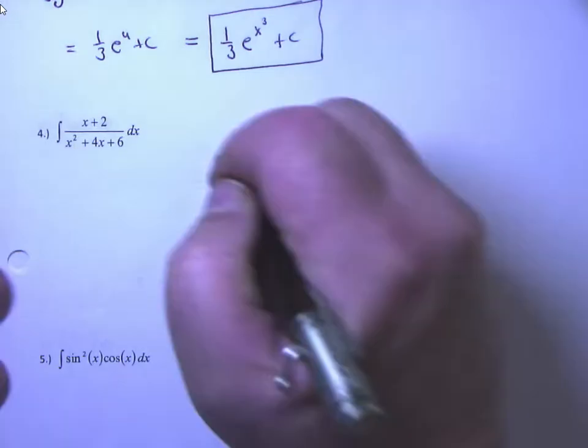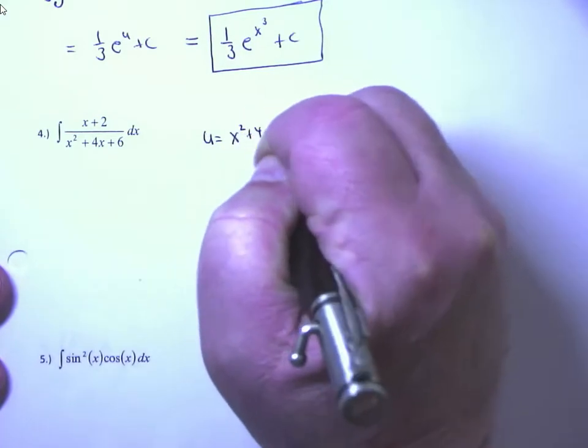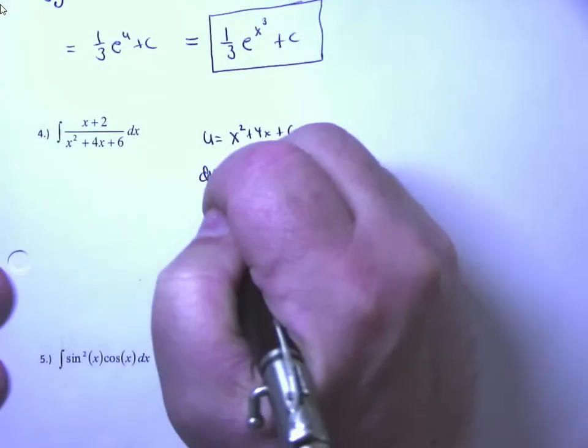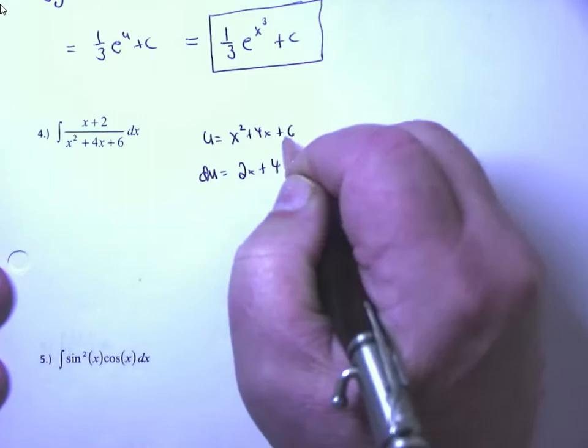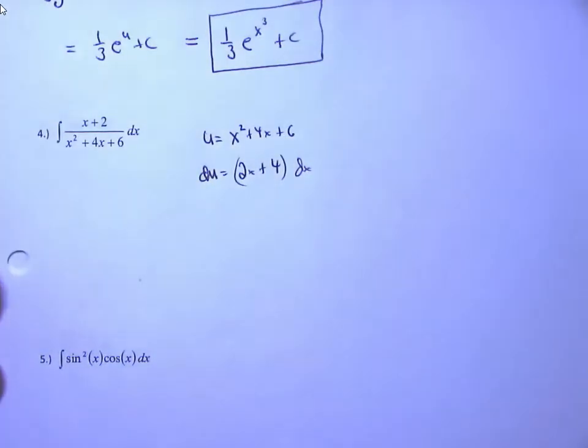You're catching the pattern on u's. My denominator is this x squared plus 4x plus 6. Step 1, find u. Step 2, find du, the derivative. The derivative of x squared is 2x, plus the derivative of 4x is 4, the derivative of 6 is 0, times dx. I look to see if that's in the problem. I don't see a 2x plus 4 in the problem.